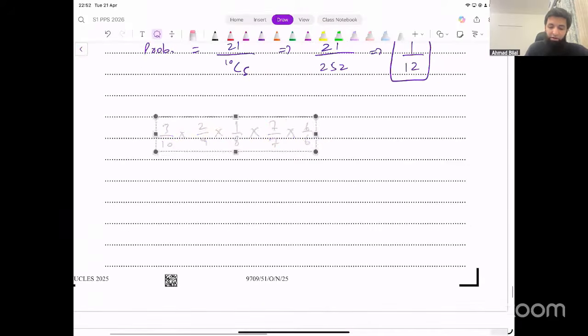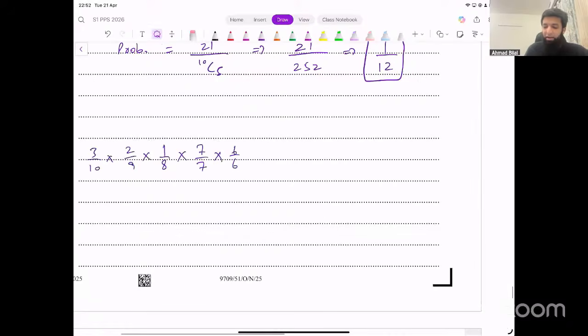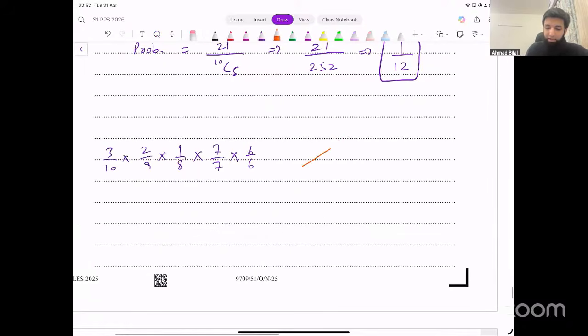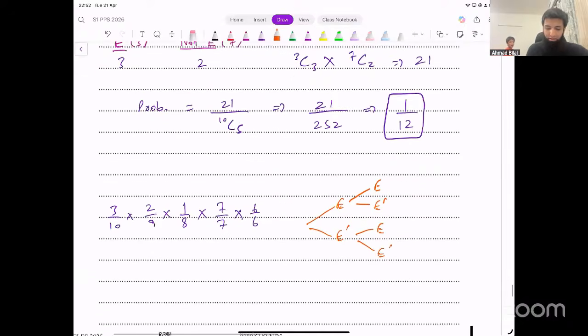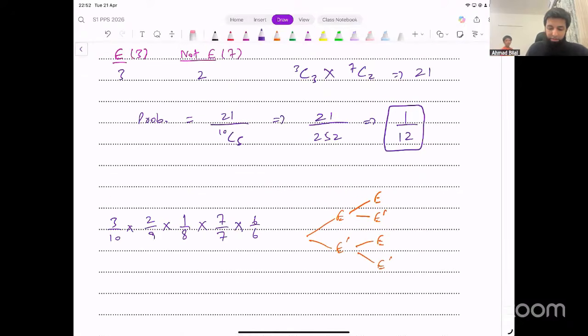You're thinking of this like a tree diagram, right? That the first time you select a letter, it's either an E or not an E. And the next time again, E or not E, E or not E. The problem is, there are many paths like this. You're considering one possible path: E, E, E, not E, not E.